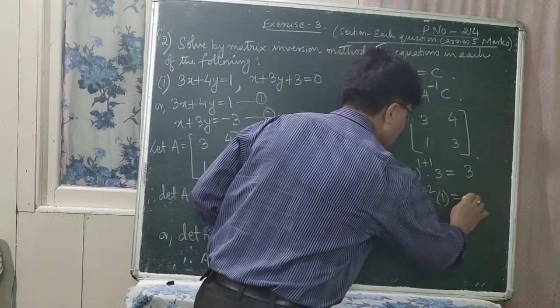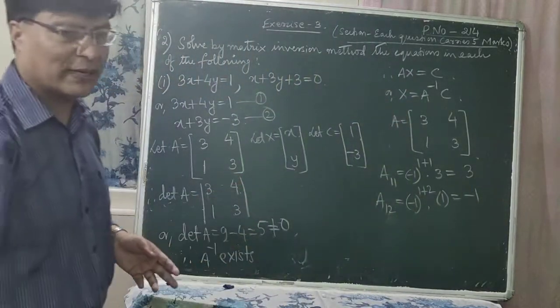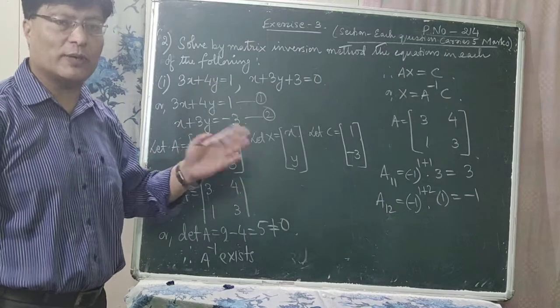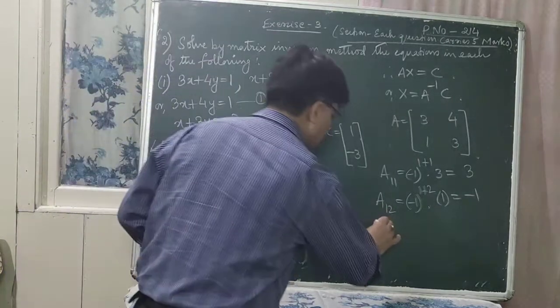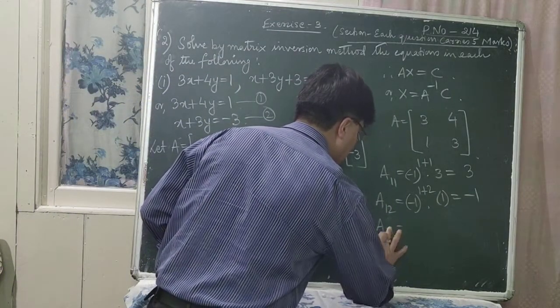So it is 1, which is equal to minus 1. You know that minus 1 whole cube is minus 1. Minus 1 into 1 is minus 1. Okay. Next, what is A13?